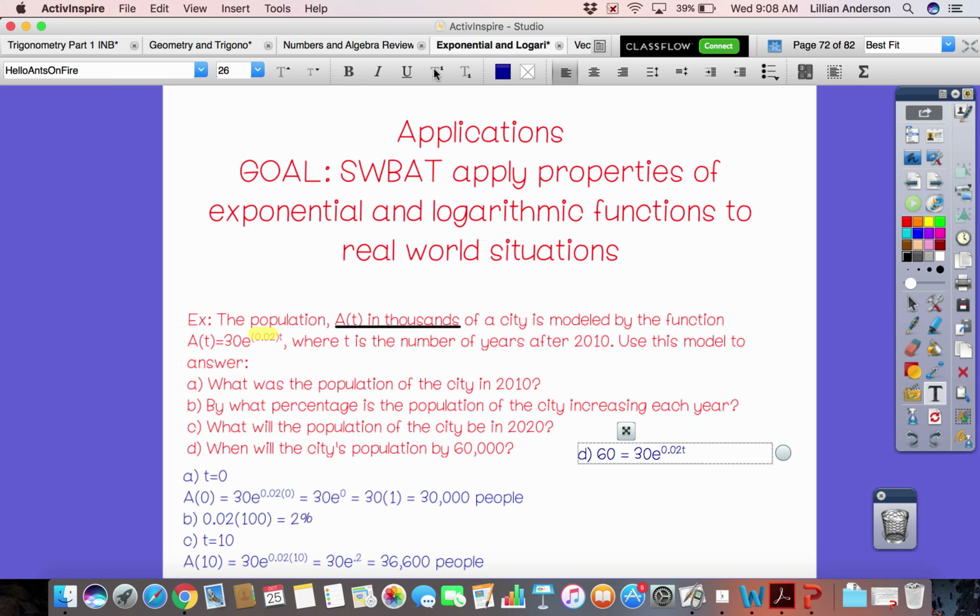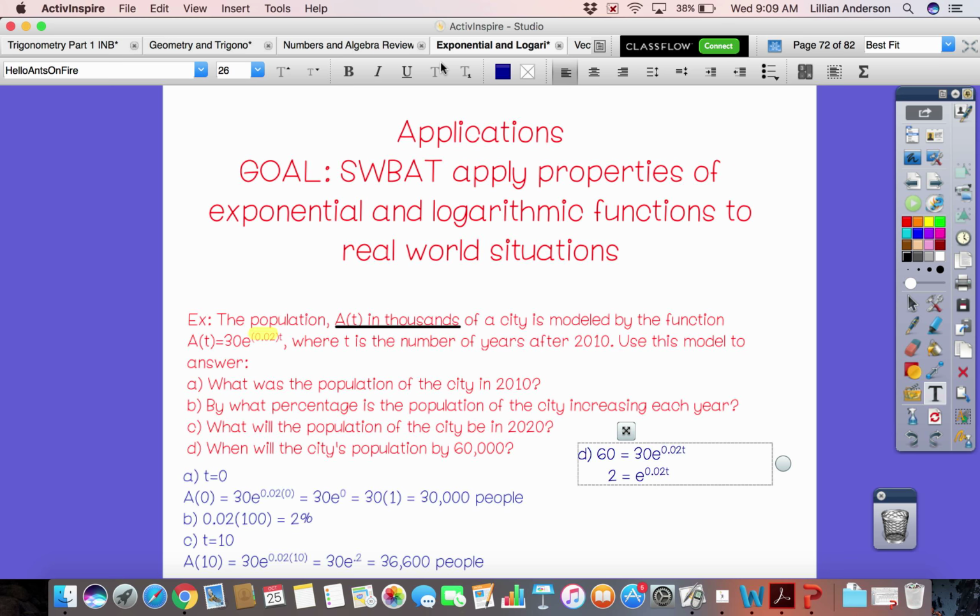And now we're going to use our skills of solving exponential equations in order to find the value of t. So if you guys recall, you start by dividing both sides by 30, because you have to get the base with the exponent by itself first. So we divide both sides by 30. That'll leave us with 2 equals e raised to the 0.02t.